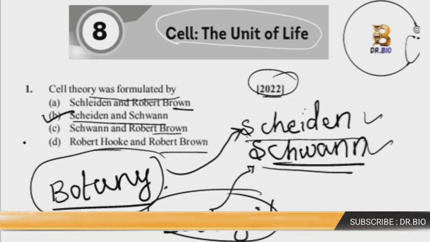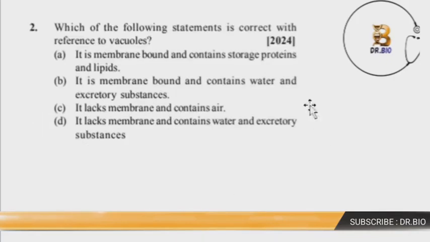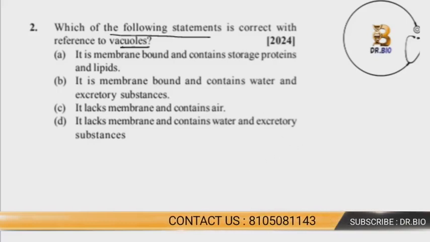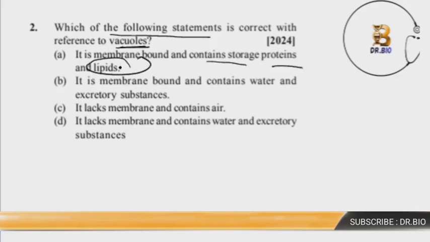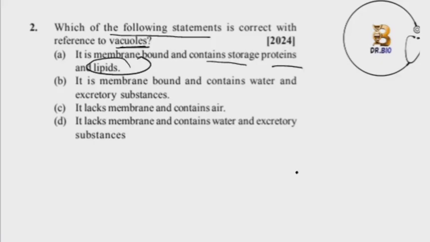Next, moving to the next question: which of the following statements is correct with reference to vacuoles? Vacuoles are the empty spaces that we can use for storage purposes, right? So in question number 2, we need to discuss vacuole related aspects. It is membrane bound and contains storage of proteins and lipids, they said. In the majority of cases, these proteins and lipids are stored by other organelles, other systems in the organisms.